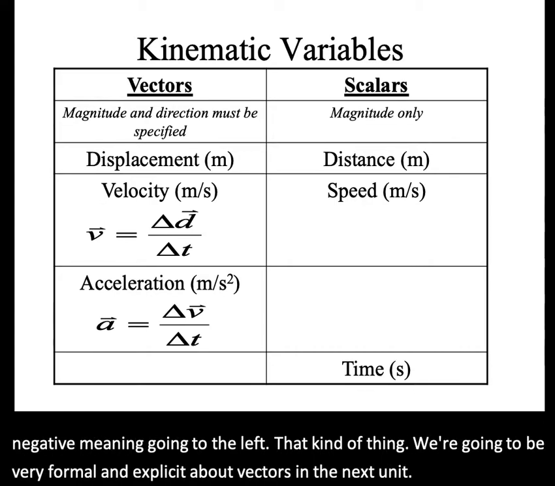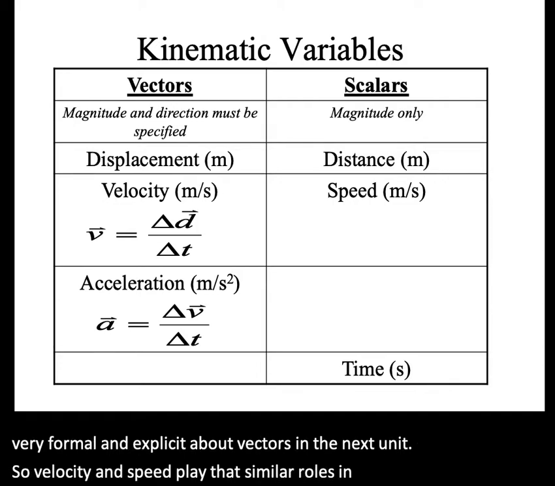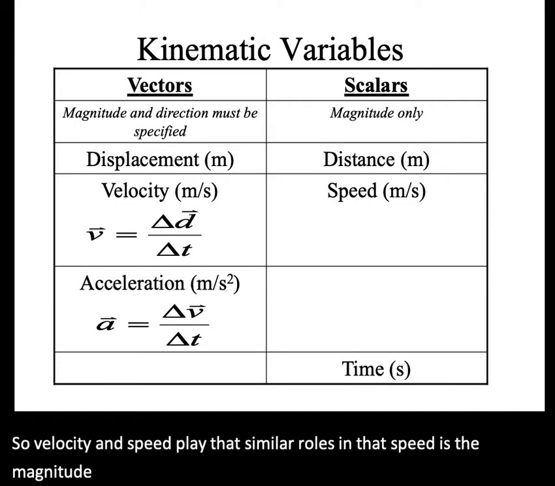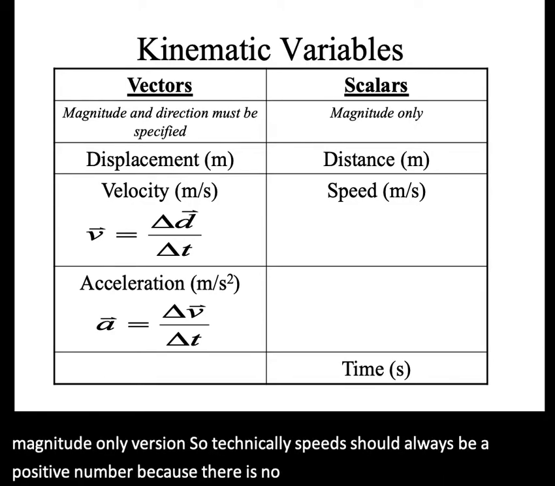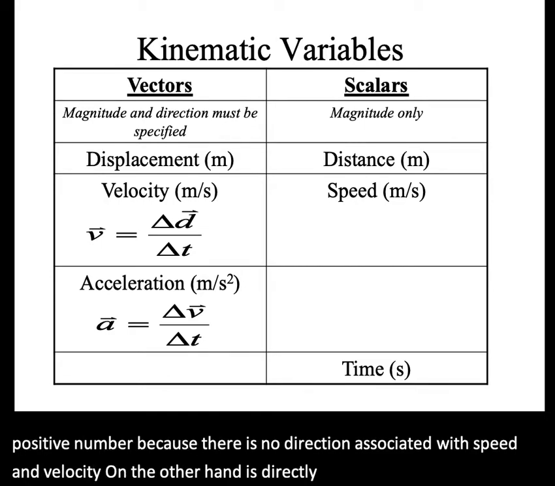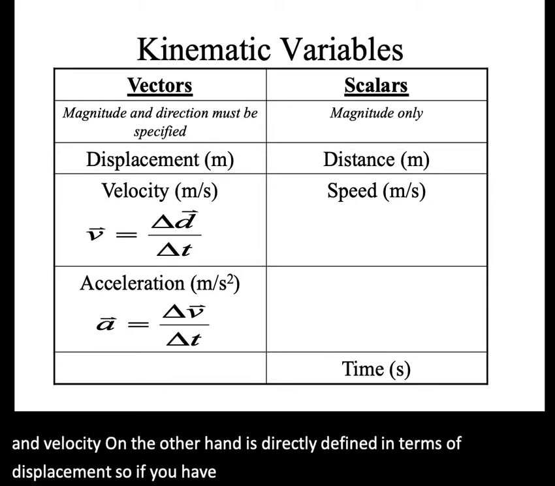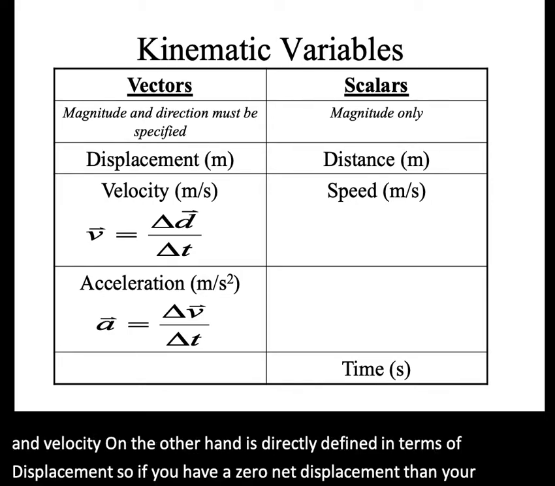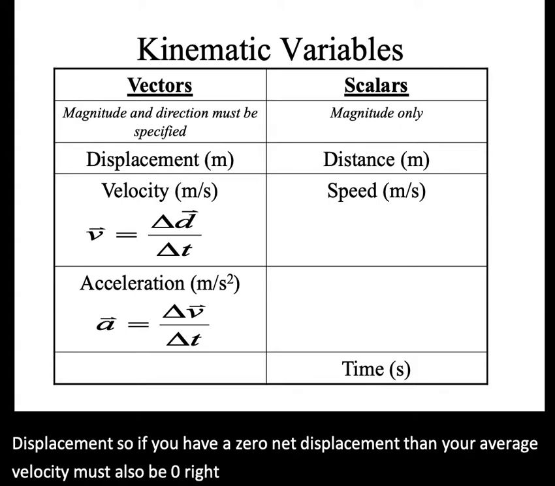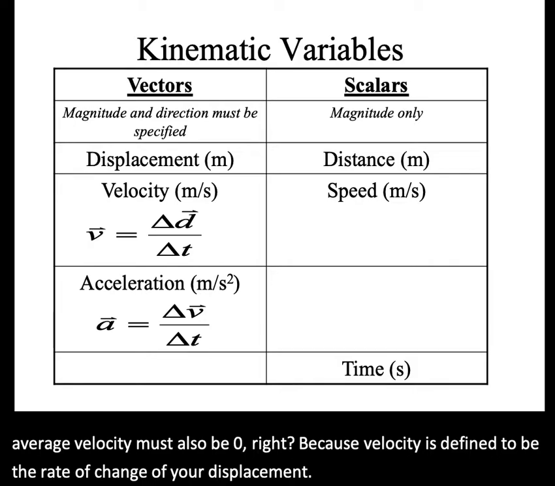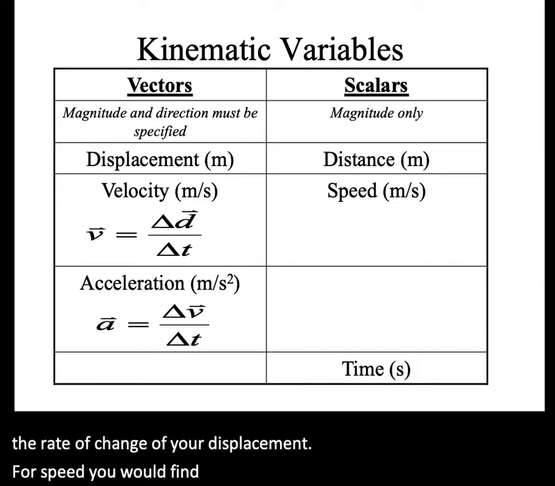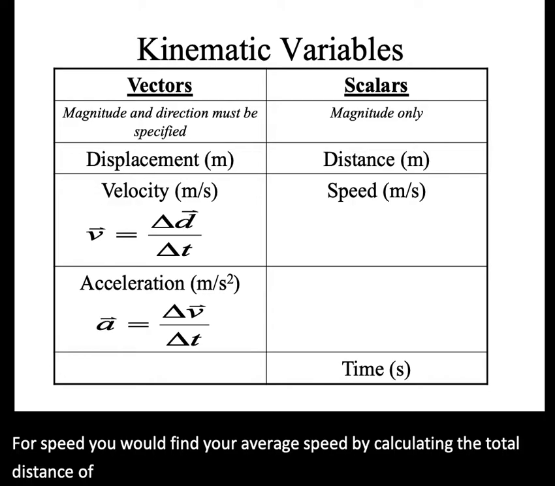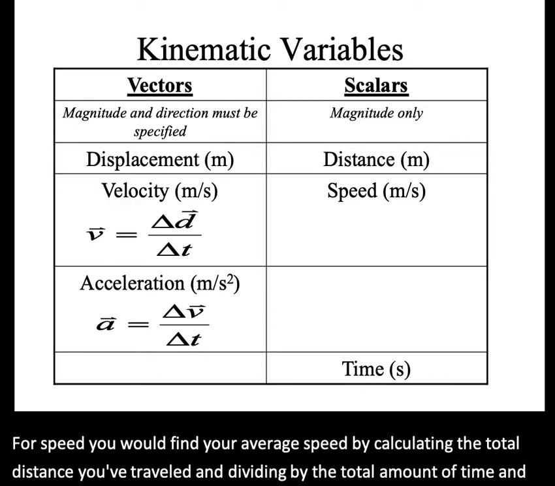So velocity and speed play similar roles in that speed is the magnitude-only version. So technically speed should always be a positive number because there is no direction associated with speed. And velocity, on the other hand, is directly defined in terms of displacement. So if you have a zero net displacement, then your average velocity must also be zero, right? Because velocity is defined to be the rate of change of your displacement. For speed, you'd find your average speed by calculating the total distance you've traveled and dividing by the total amount of time. And that can be, as we'll see in a minute, a completely different answer.